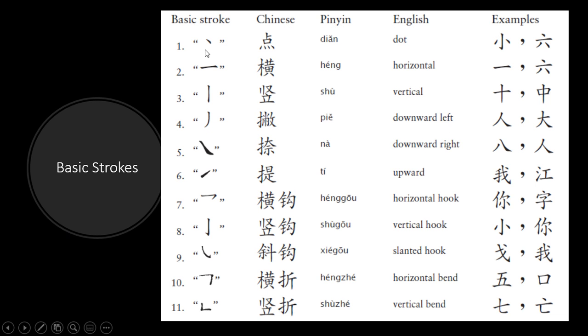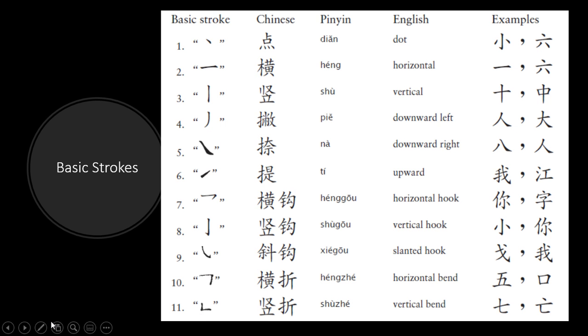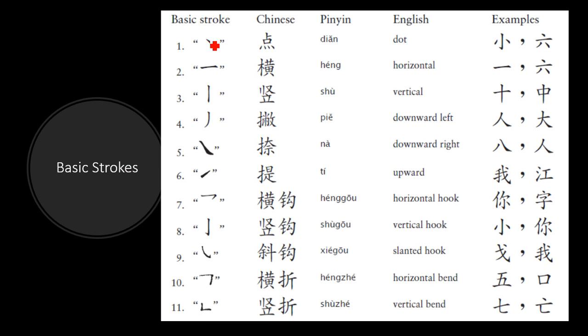First, please read with me. 点、横、竖、撇、捺、提、横钩、竖钩、斜钩、横折、竖折。Then please write the 笔画 with me.